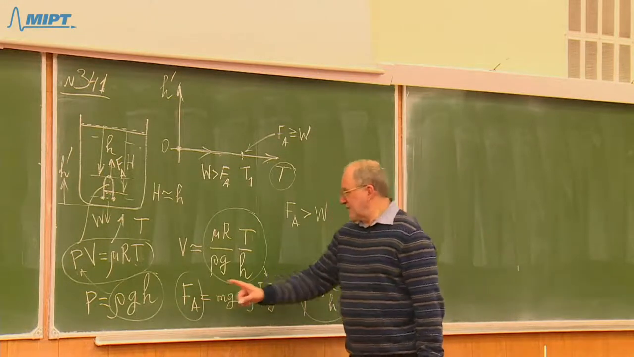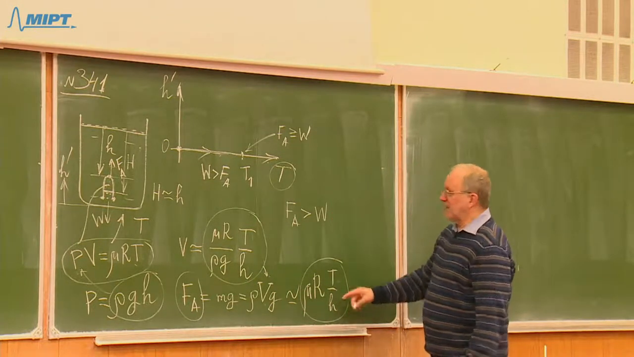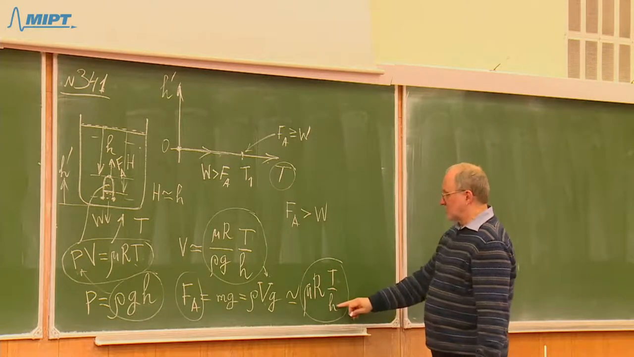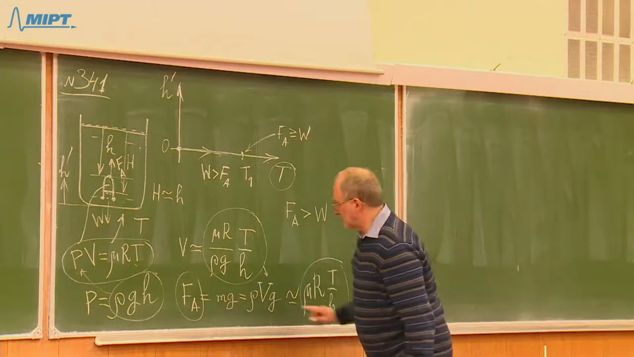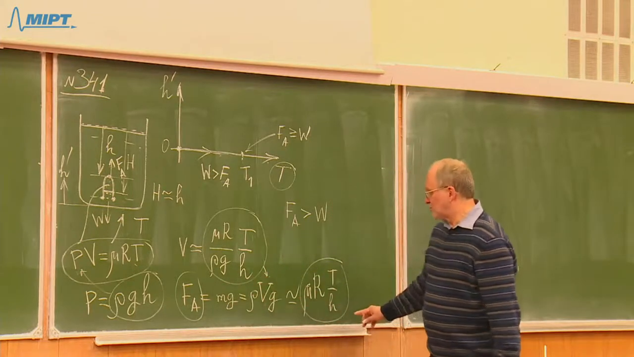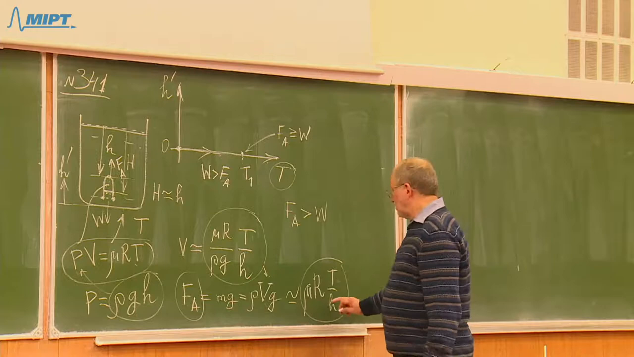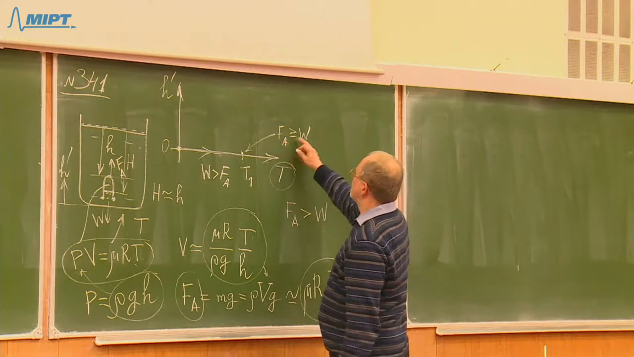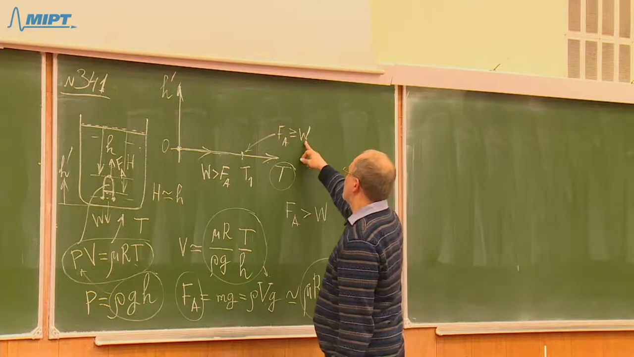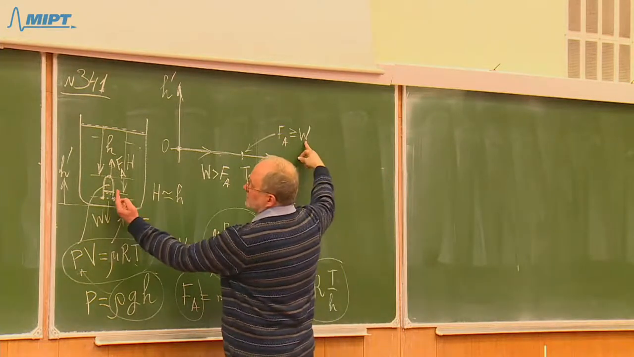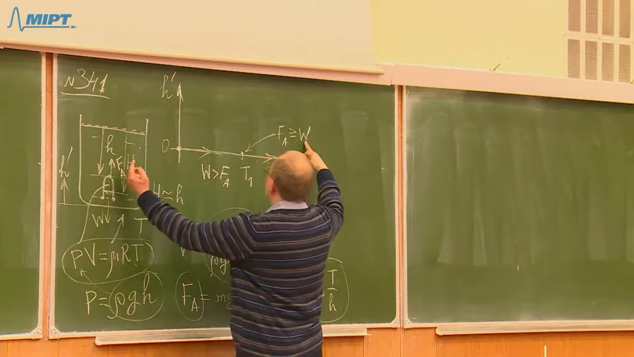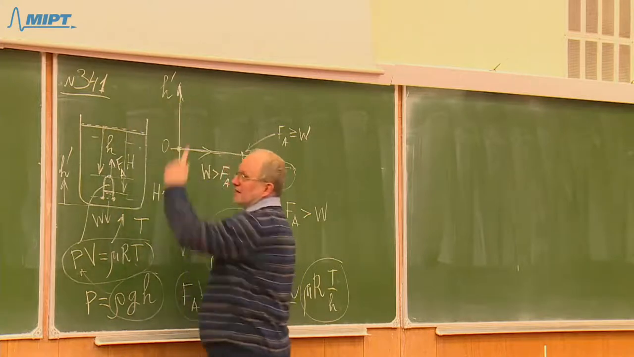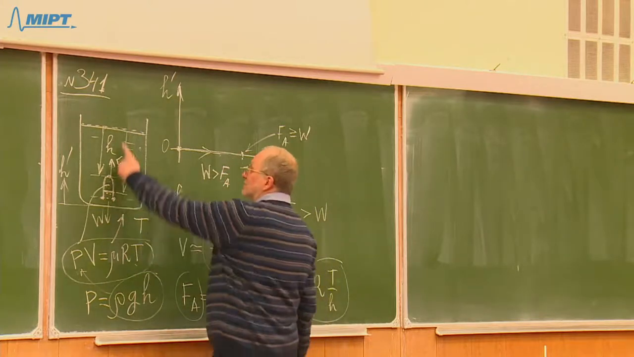the Archimedes force will increase. As h becomes smaller because the tube goes up, the depth becomes smaller, the Archimedes force will increase because the dependence here is inversely proportional. The smaller the depth, the larger the Archimedes force. So at this point, when the Archimedes force became just a little bit larger than the weight and the tube began to go up, the Archimedes force will become larger and larger, and the tube will go up quicker and quicker with some acceleration.